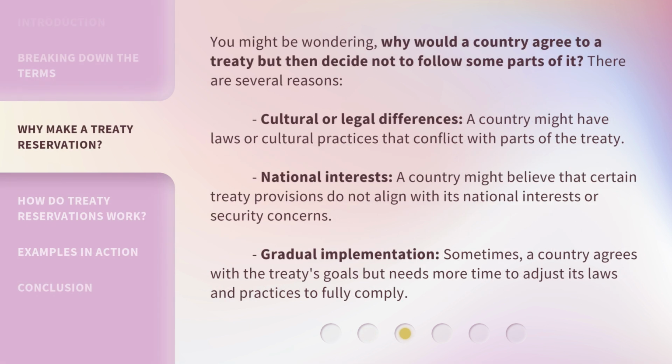You might be wondering, why would a country agree to a treaty but then decide not to follow some parts of it? There are several reasons. Cultural or legal differences. A country might have laws or cultural practices that conflict with parts of the treaty. National interests. A country might believe that certain treaty provisions do not align with its national interests or security concerns. Gradual implementation. Sometimes, a country agrees with the treaty's goals but needs more time to adjust its laws and practices to fully comply.